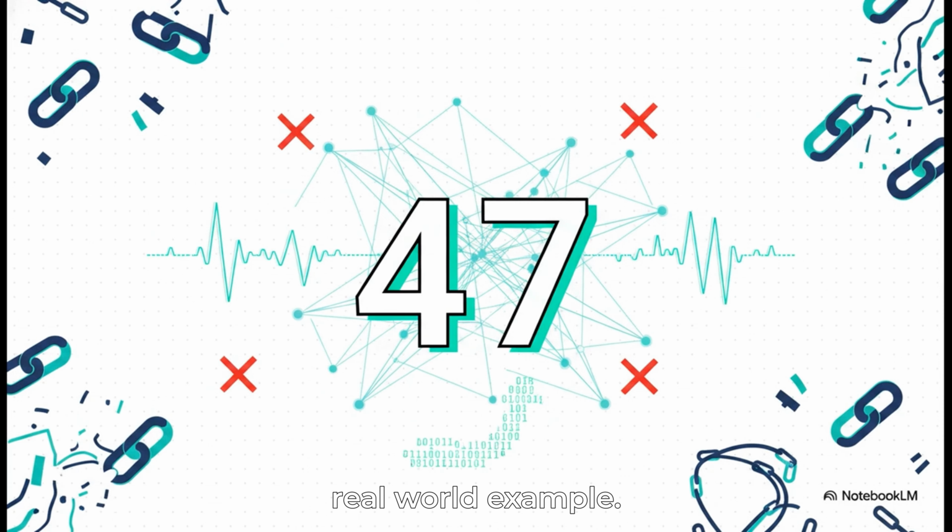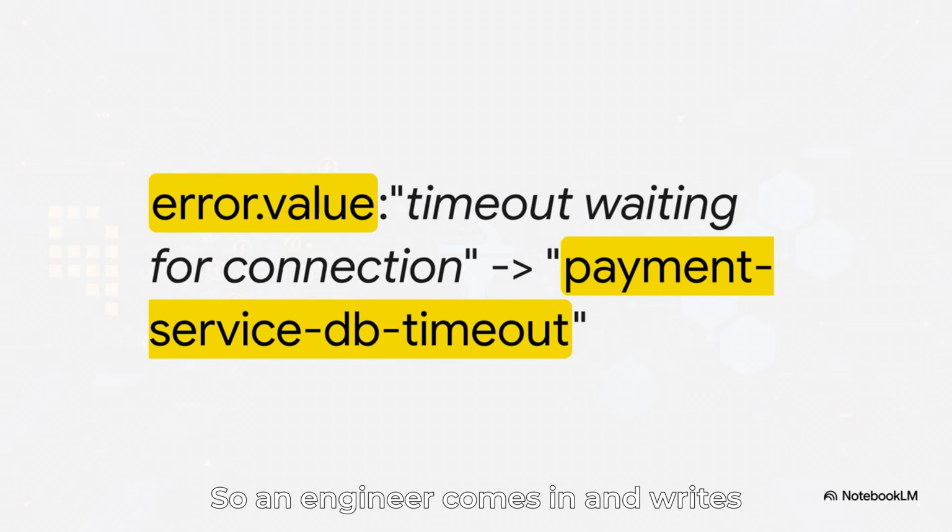So let's look at a real-world example. We've got a payment service that's throwing timeout errors, but because the error shows up in slightly different ways depending on the situation, Sentry's default logic went wild and created 47 separate active issues. 47 for what's probably one single underlying database problem. So an engineer comes in and writes this one beautiful, elegant fingerprinting rule. It just uses a simple wildcard pattern to say, hey, if the error message contains the phrase timeout waiting for connection, I want you to assign it this one fingerprint.